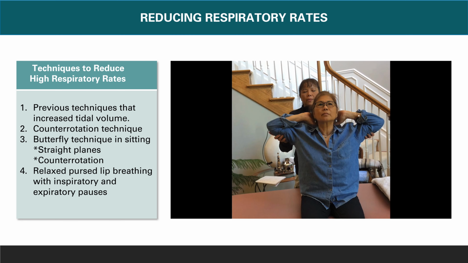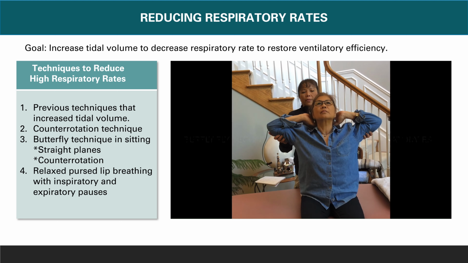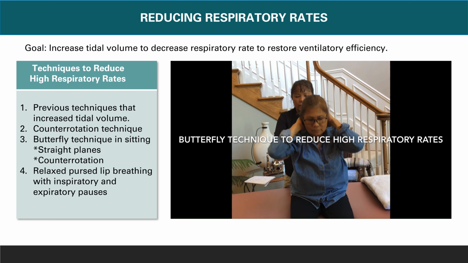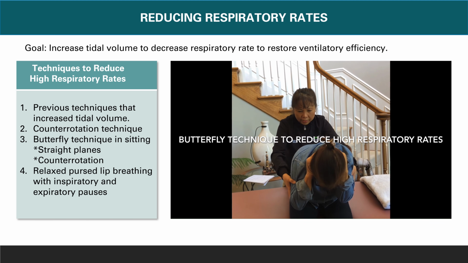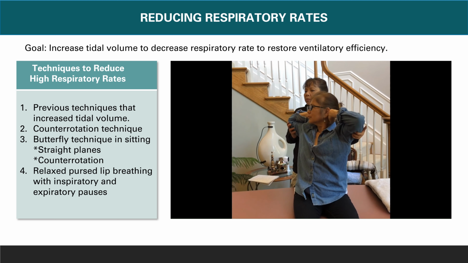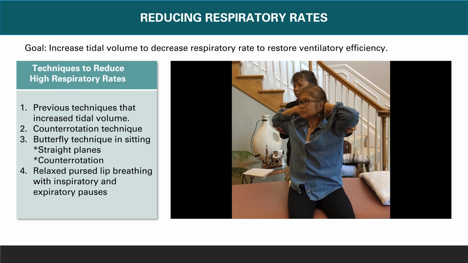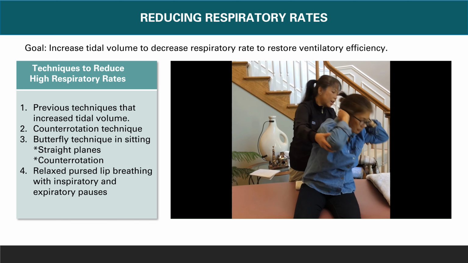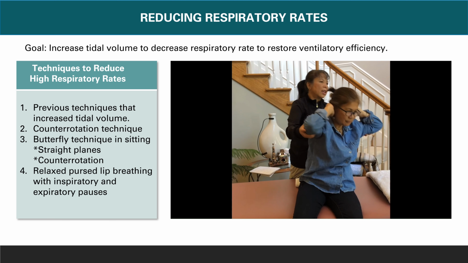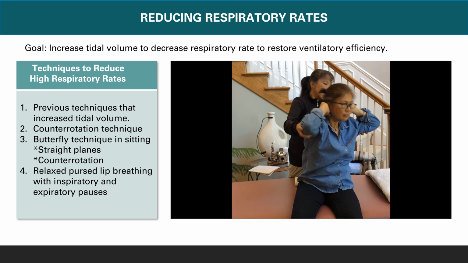The goal for reducing respiratory rate is to increase tidal volume to decrease respiratory rate to restore ventilatory efficiency. The use of the butterfly technique promotes deeper inhalations and exhalations, where shoulder flexion and trunk extension are paired with inspiration, and shoulder extension and trunk flexion are paired with exhalation. Thus, it becomes possible and probable for the patient to increase their tidal volume and decrease respiratory rate.